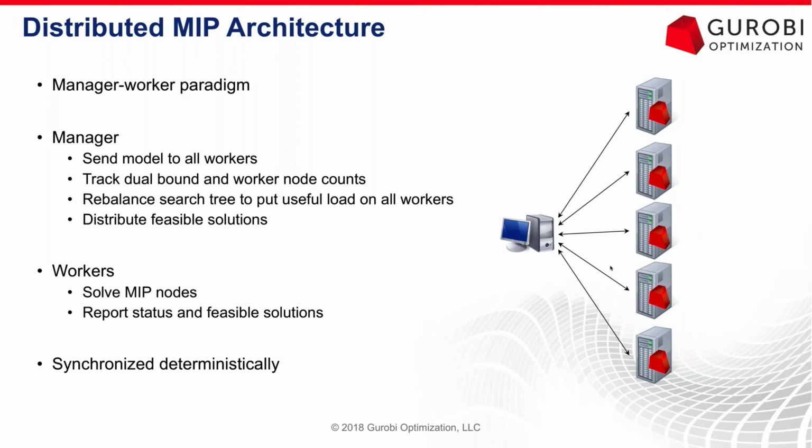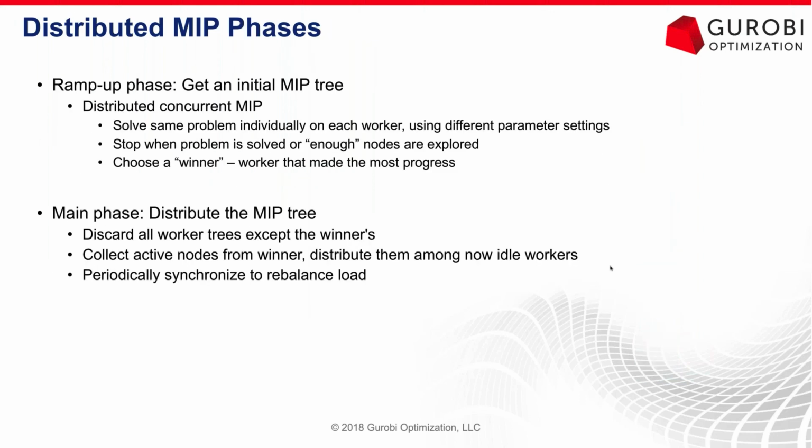And when there are new incumbents, that incumbent information is very useful for bound information, for cutoff information on the different workers. So when a better incumbent is found, it needs to communicate that to the different workers. So the job of the workers is to solve the MIP nodes for their subtrees and report the status and feasible solution. So this is like the idea of parallel MIP, but taking that to multiple computers. And we need to synchronize that periodically and make that deterministic. So there are two parts to the distributed MIP. We have a ramp-up phase, an initialization phase, and the main phase.